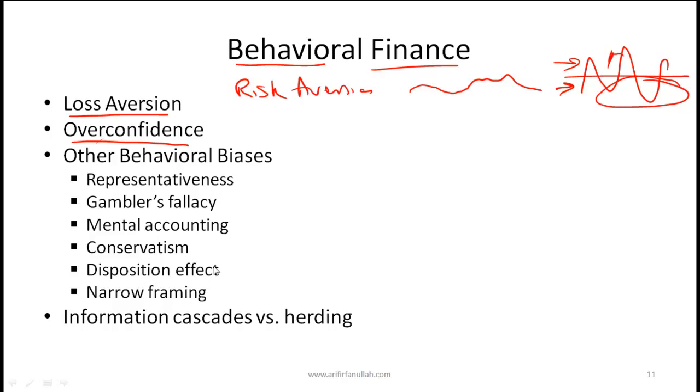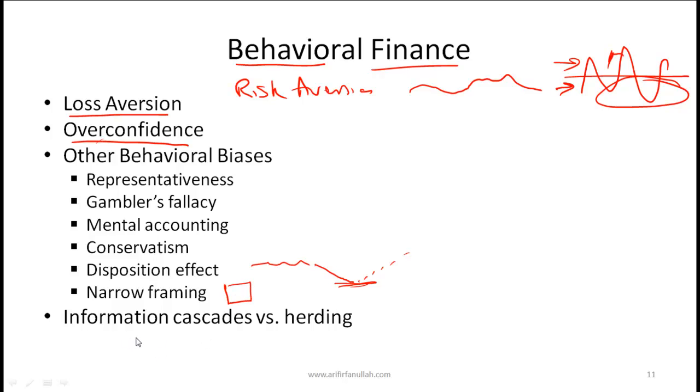Disposition effect is where investors are willing to realize gains but unwilling to realize losses. This is again related to loss aversion to some extent, where investors just do not like to admit that they are making a loss. So if they bought a stock at a certain price and it goes down, rather than selling and realizing the loss, they just keep holding on with the hope that the stock will go back up. And finally, narrow framing means that rather than viewing events holistically, investors view events with a very narrow perspective.